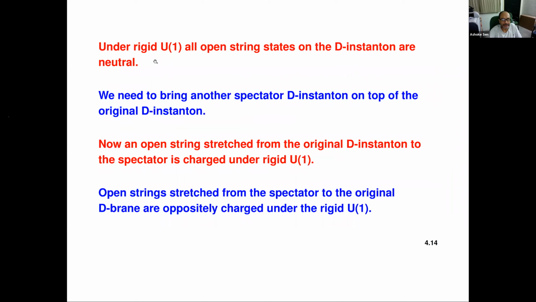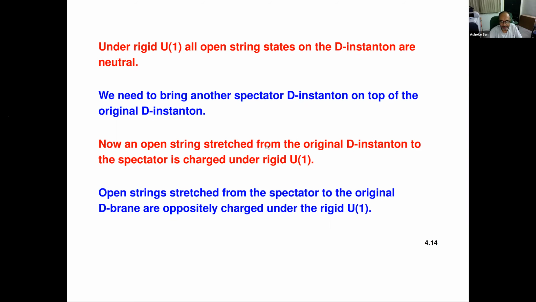Okay, so here is the same statement again. Under rigid U1, all open string states on the D instanton are neutral. So we cannot distinguish between the theta transformation and the theta tilde transformation just by looking at open string states on the D instanton. So what we'll do is bring another spectator D instanton on top of the original D instanton. This has no dynamics, we don't care about its dynamics. But if we take an open string that is stretched from the original D instanton to the spectator, that will be charged under the rigid U1.